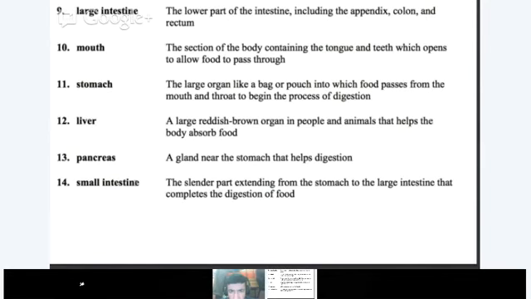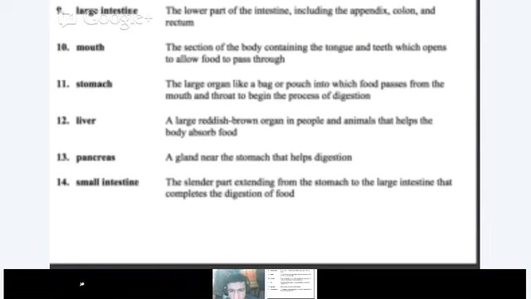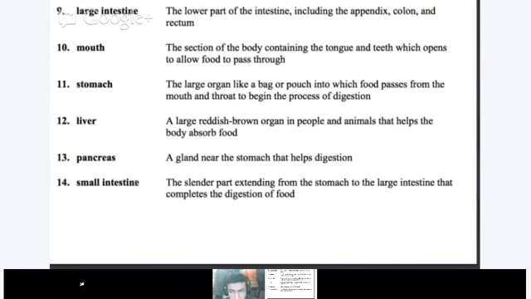Okay, so pancreas, a gland near the stomach that helps digestion. What's another thing that the pancreas does? I mentioned it in the last class. The insulin secretion? Perfect, yeah. So the pancreas also releases insulin, and insulin is needed by the body to absorb glucose to have energy.